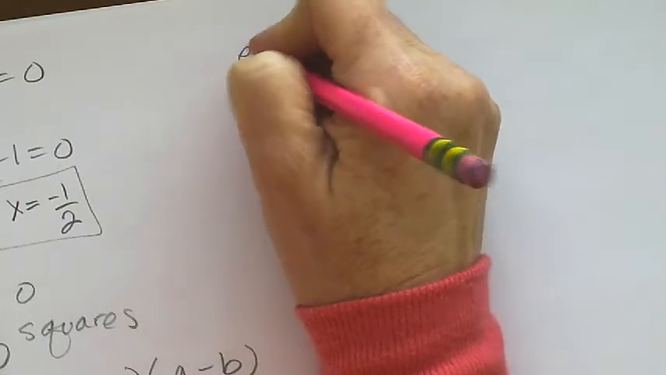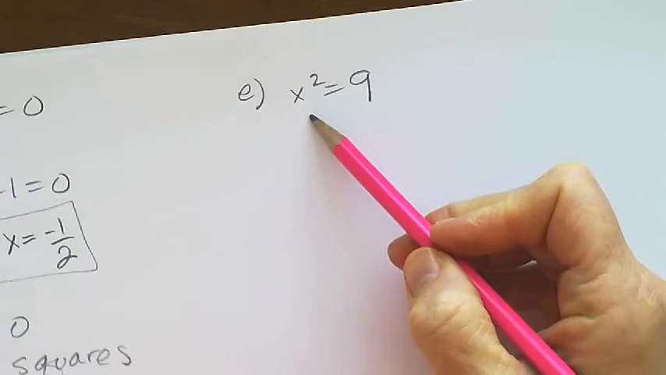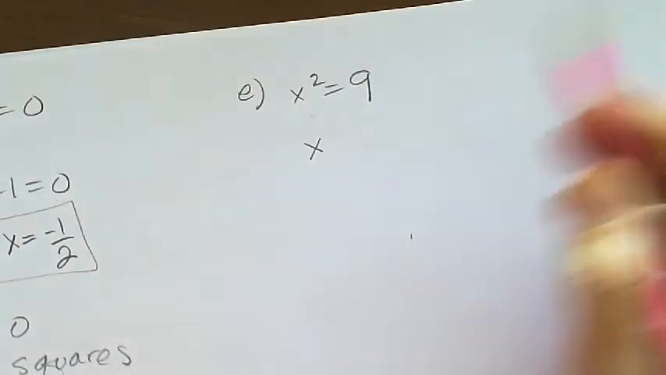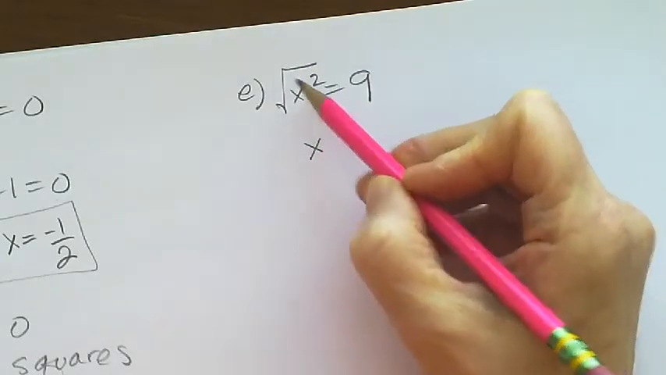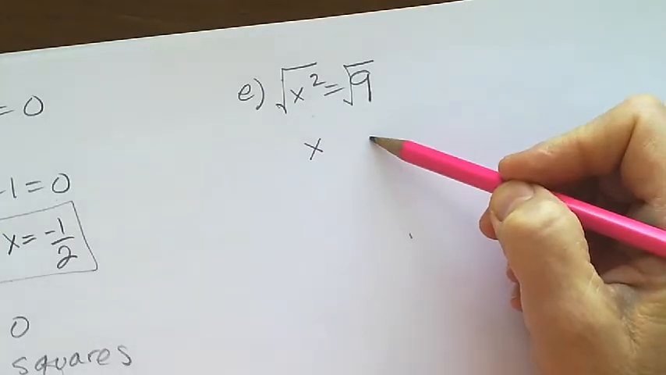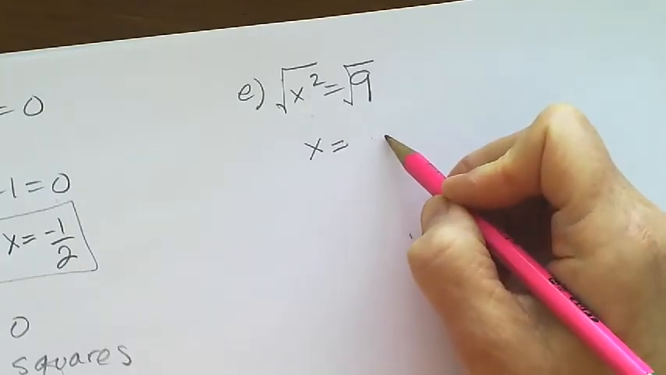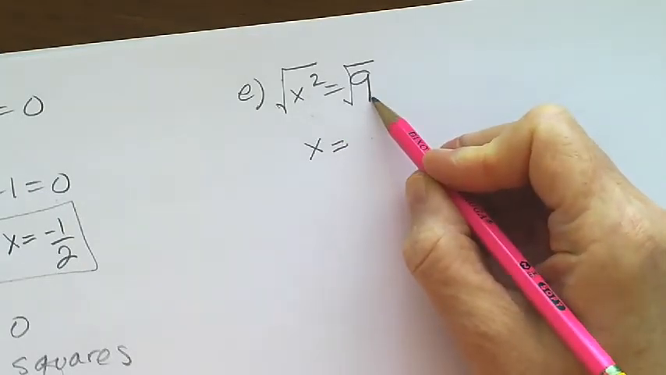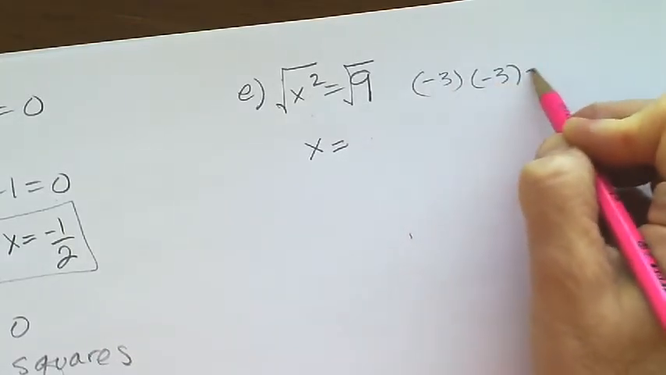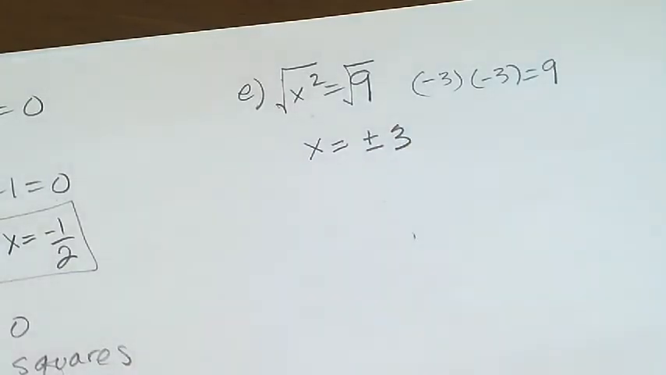Let's see, we are on part E. X squared equals 9. So I'm looking for what number squared equals 9. A lot of people will say, okay, that's 3. That's correct. The opposite of squaring is taking the square root. When I take the square root, I have to be careful here, because it's not just positive 3 times positive 3 that could give me a 9. Negative 3 times negative 3 also gives me 9. So my answer is plus or minus 3.